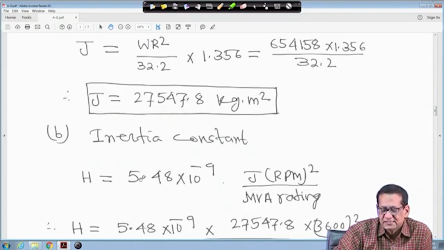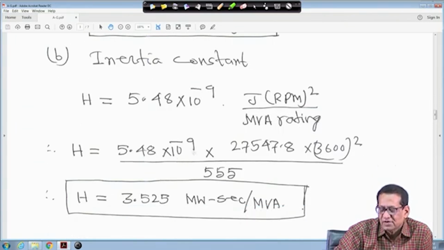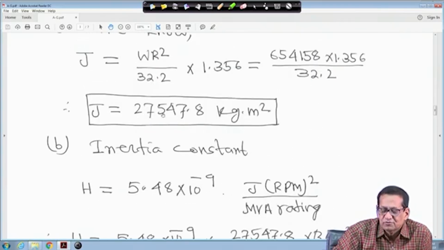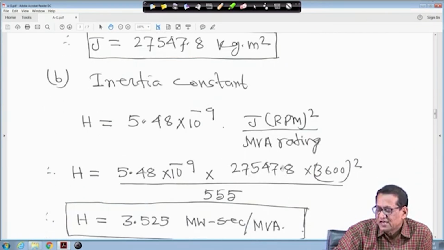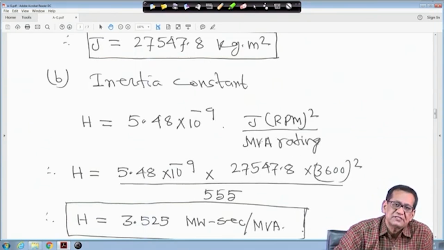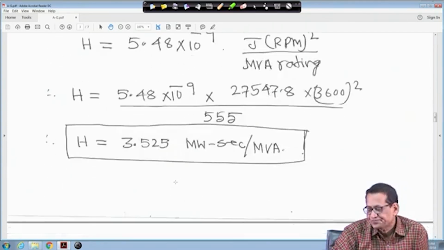Now, part B, inertia constant. We know this formula: H is equal to 5.48 into 10 to the power minus 9 J into RPM square upon MVA rating. So, 5.48 into 10 to the power minus 9, then J we have got 27,547.8, and RPM, revolutions per minute, that is 3,600, as 60 hertz is considered. If it is 50 hertz, then it will be 3000. Divided by 555. H is then 3.525 seconds, or megawatt second per MVA, but you can write second also.